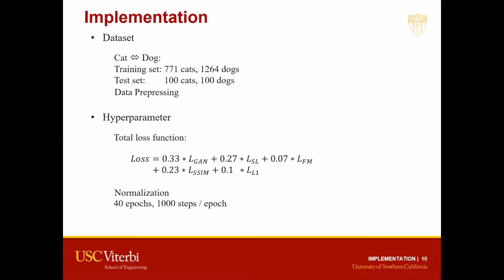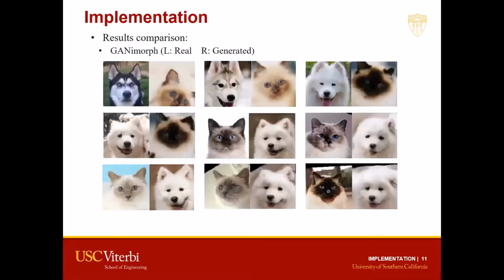We compared our model with GANimorph. Here are some results of GANimorph. The left image is the input image, and the right image is the generated one. From the first row, we could say that GANimorph could not preserve the location information, especially from the first image. The face of the husky lies in the center of the image, but the generated cat does not. From the second row, we could say that GANimorph could not preserve the posture and orientation information. For example, in the first image, the dog is kind of looking to the right, but the generated cat is kind of looking to the left.